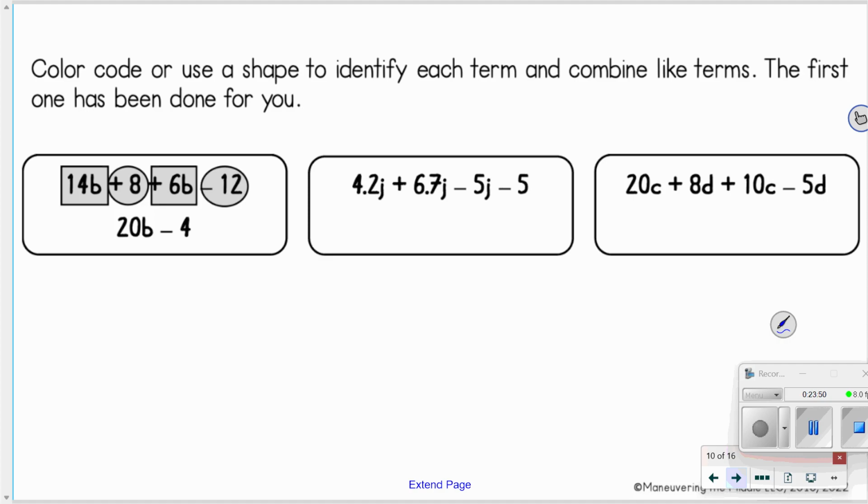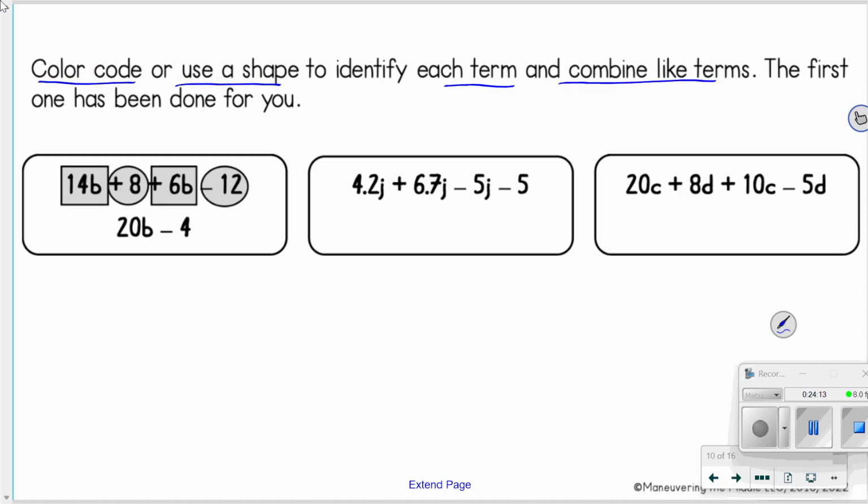Okay? So this is a two-step process. Color code or use a shape. You can do either one. If you've got highlighters, I'd recommend highlighters. You can also use a colored pencil to circle the things that are the same, or you can just use different shapes. What you're going to do is identify each term and combine the like terms.